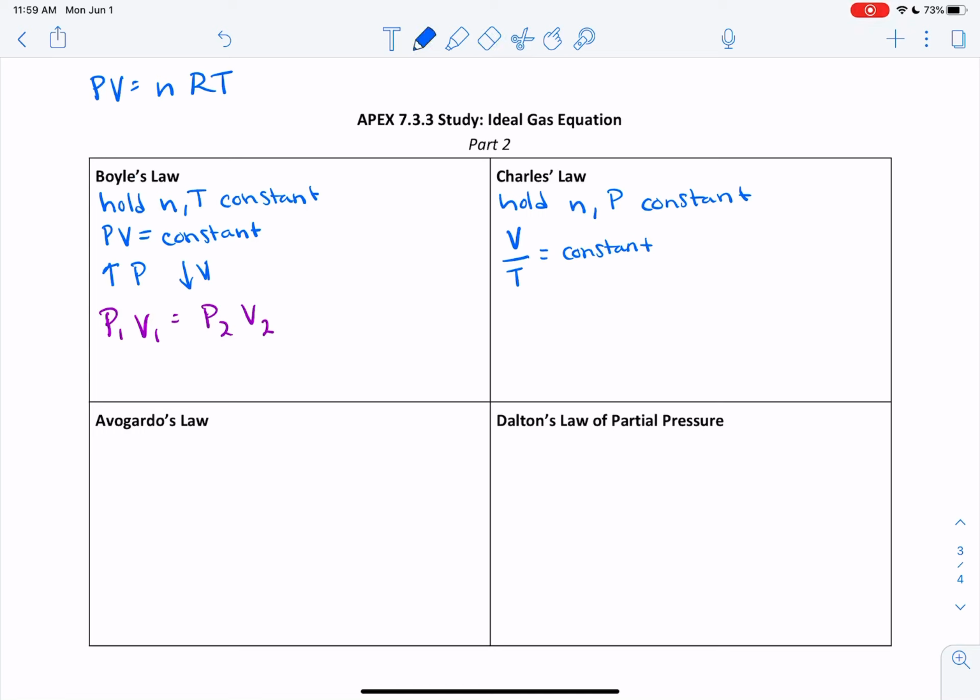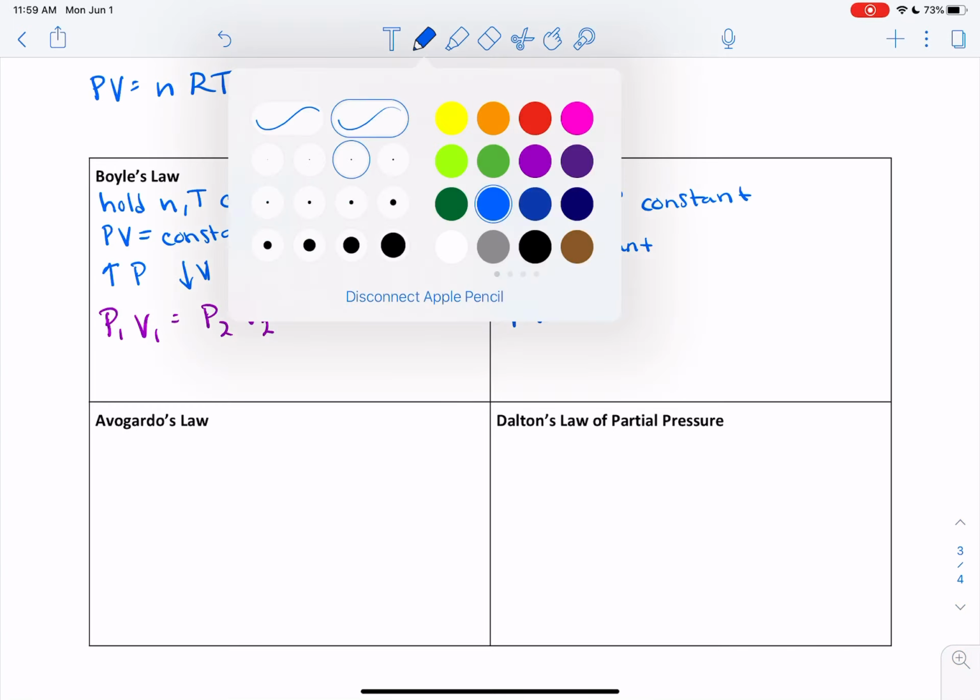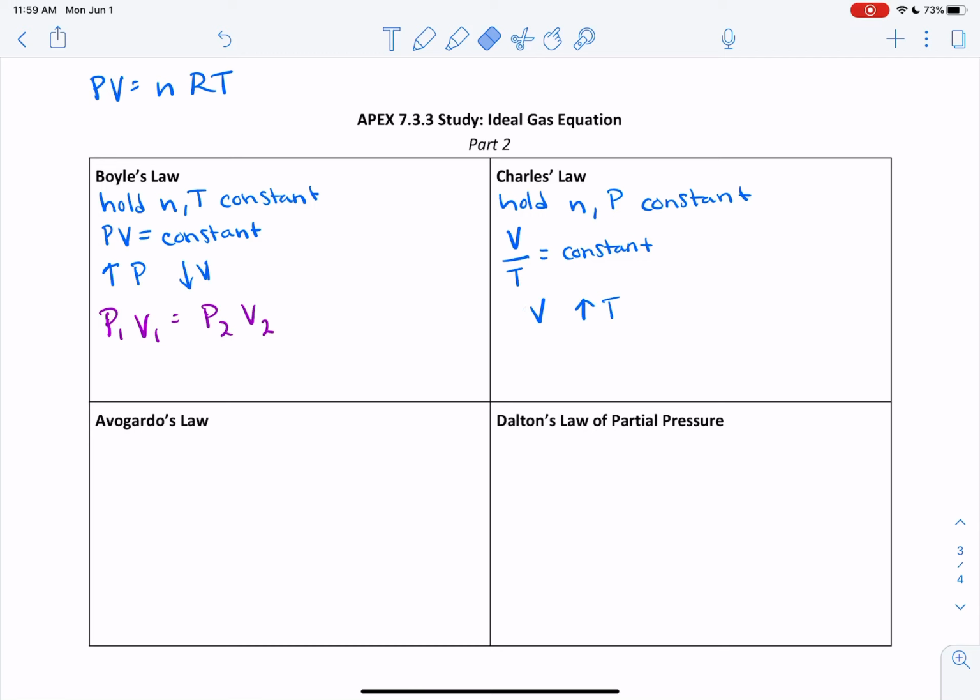So Charles' Law is saying volume divided by temperature is always going to give you a constant number. So what that means in practice is that if you increase your volume, that means your temperature is going to have to increase as well, right? If you made the numerator larger, if you're going to have the same number, you have to make your denominator larger as well. And again, you can reformat this into a new equation that says V1 over T1 equals V2 over T2.